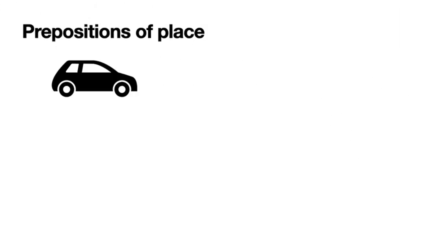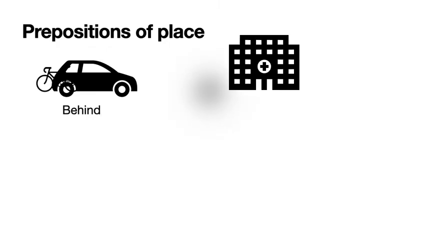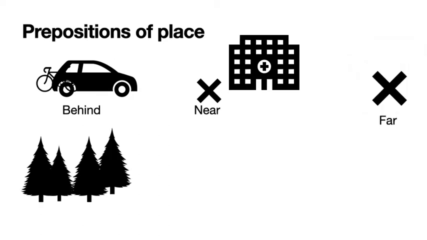Now, more prepositions of place. This bag is behind the car. The hospital can be near the hospital or far from the hospital or far away. Then if you have a group of objects, not two, but a group, and you want to refer to one of them, then you use among, not between, as we said in the other example, in the other slide.